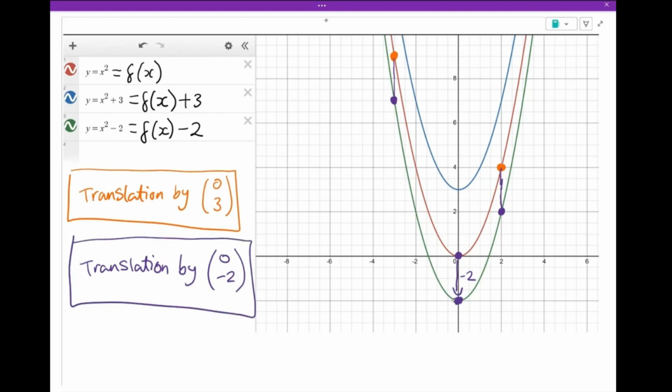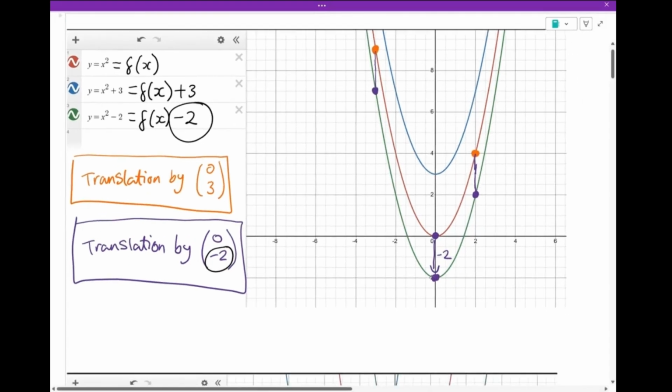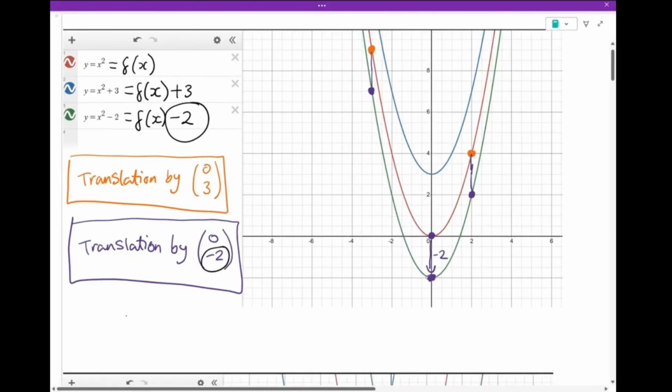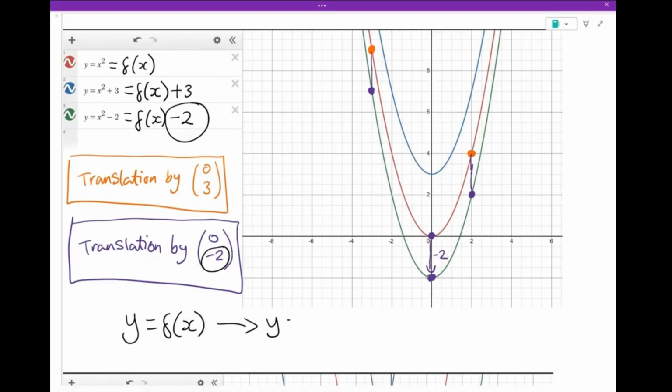And if we have a think about where this -2 comes from in the vector, if we look at the green equation, it's f of x subtract 2. So it does seem that we can write out a generalization for what is going on here. If we have y equals f of x, and this graph equation changes to y equals f of x again, but some number is added or subtracted on, so I'm going to write plus a.